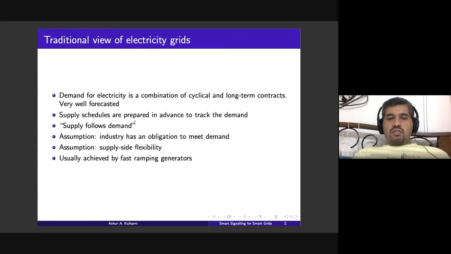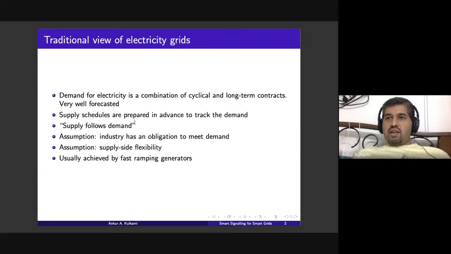So the fundamental assumption in all of this is that the industry has always been thought of as having an obligation to meet the demand. The industry, or the supply side, has an obligation to meet the demand. But this is unique with electricity as opposed to many other industries. For example, if you go to the market today and you don't find onions, you don't complain to anybody. You just say, okay, there are no onions in the market, that is fine, let me eat something else.